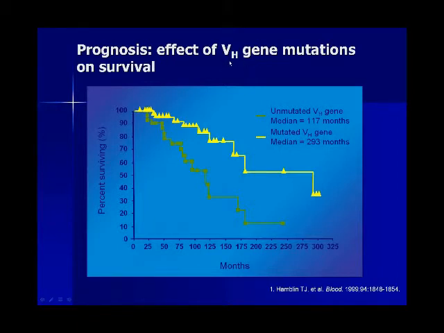This is the variable heavy chain, part of the protein of immunoglobulins or antibodies, which we all have. Generally, the gene will be mutated in normal lymphocytes, normal B cells. But if it's unmutated, that suggests a more malignant phenotype. Here, if you've got cells that are mutated, the curve's a little bit flatter, so they have a better prognosis than if it's unmutated, and it goes down like this.